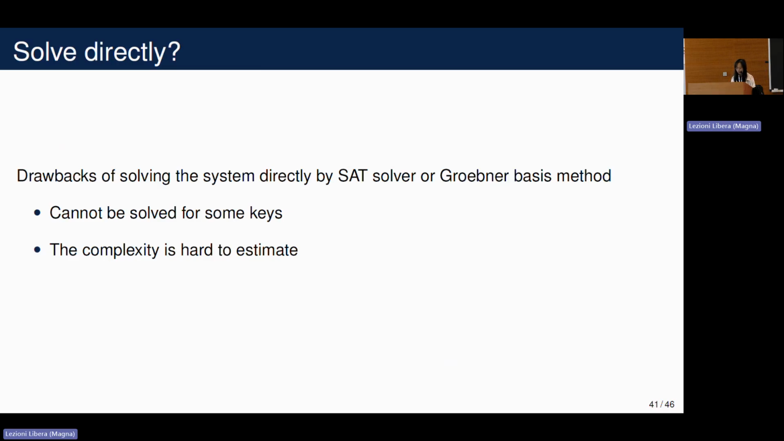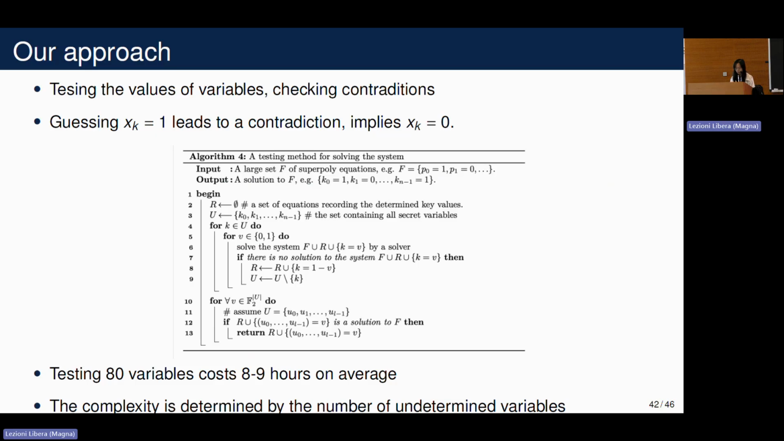You may ask why we do not solve the system directly by a SAT solver or Gröbner basis method. There are two drawbacks. First, some cases cannot be solved. Second, the complexity is hard to estimate. So we propose a testing method. We test the values of variables to check for a contradiction. If guessing xk equal to 1 leads to a contradiction, xk must be 0.